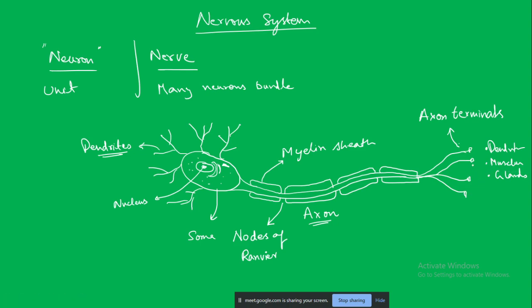This connection point, because all of us know that the neuron is going to conduct electrical impulse, correct? This is a unique type of cell in the body. Neuron is a unique type of cell of the body which can conduct electrical impulse.